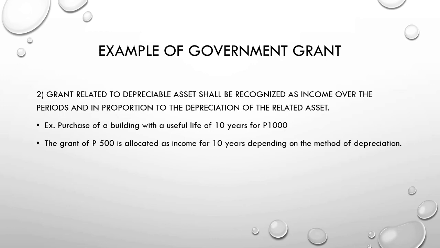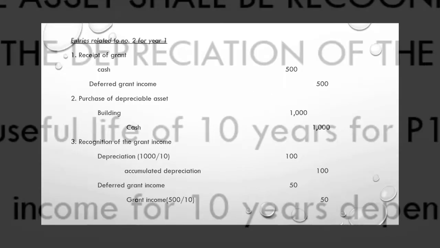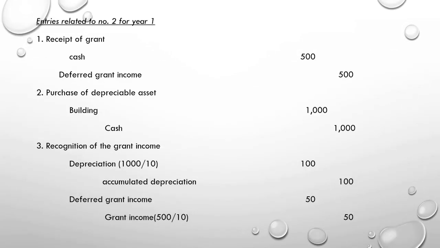So in this example, the entity is given a 500 pesos grant for a building that it purchased. Let's assume that we used the straight line method for depreciation. The entries related to number 2 for the first year: again, we have to recognize the receipt of the grant. So we debit cash and credit deferred grant income for 500. Next is the purchase of the depreciable asset. We debit building for 1,000 and credit cash for 1,000.